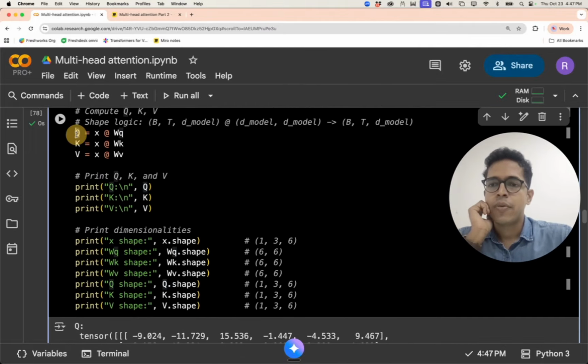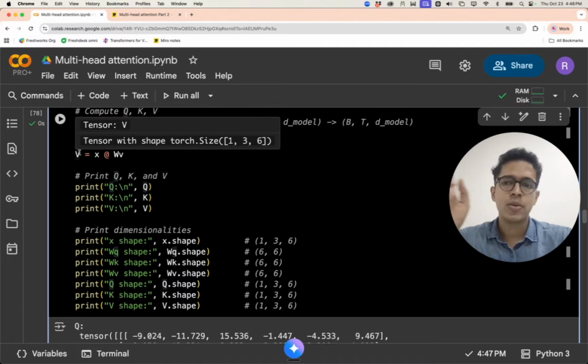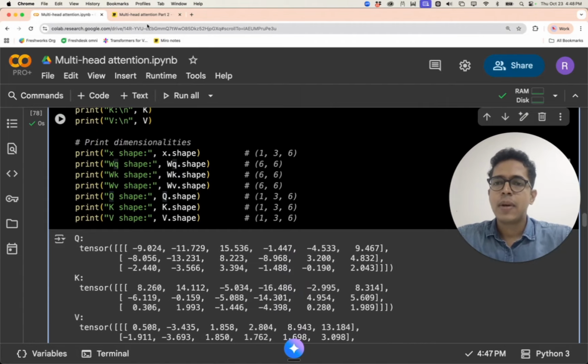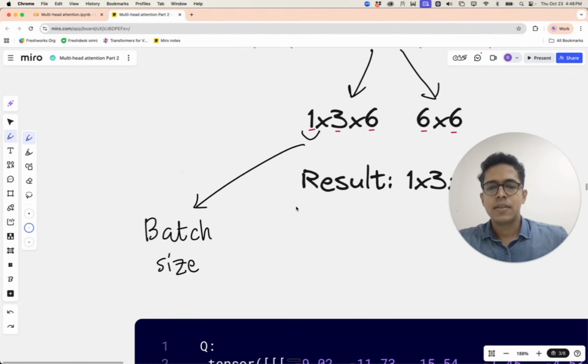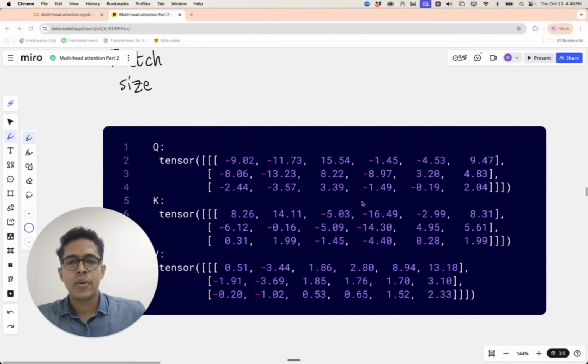So dimensionality of Q should be 1 by 3 by 6. Dimensionality of K should be 1 by 3 by 6. Value should also be 1 by 3 by 6. Now let's just display the query, key, value tensors, to see how they will look. So now this is the query tensor, key tensor, and value tensor.